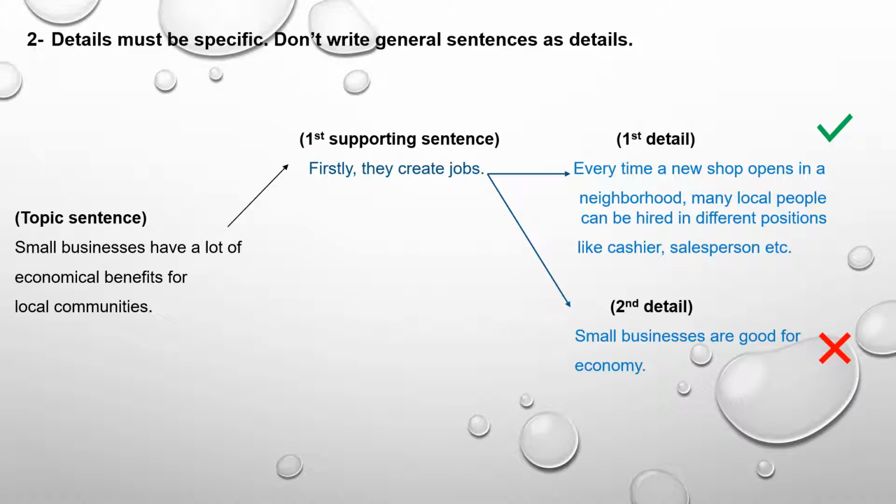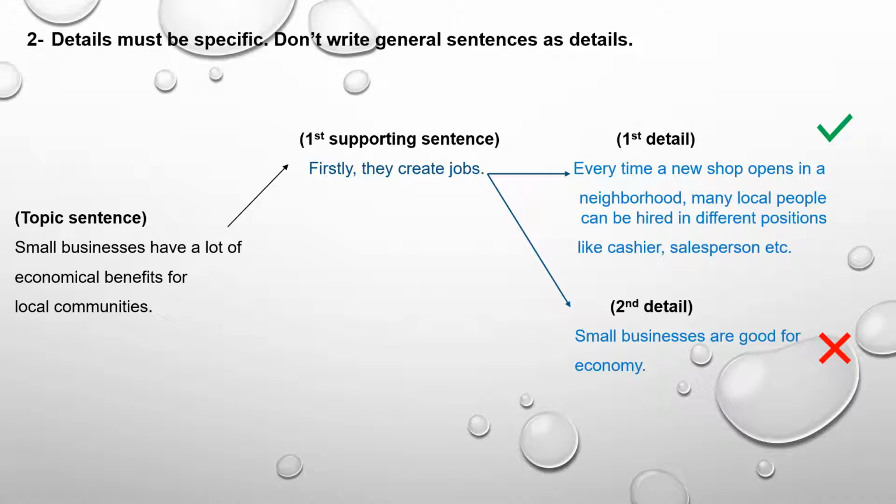Now, what is the example of this one? The topic sentence. Small businesses have a lot of economic benefits for local communities. Well, that's my argument. Now I need some supporting sentences to support my argument, to support my point. What is the first supporting sentence? Firstly, they create jobs. Well, this is a good supporting sentence. I need more specific details though. So what is the first detail?